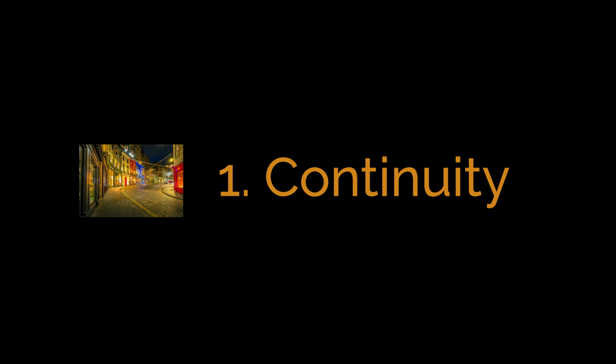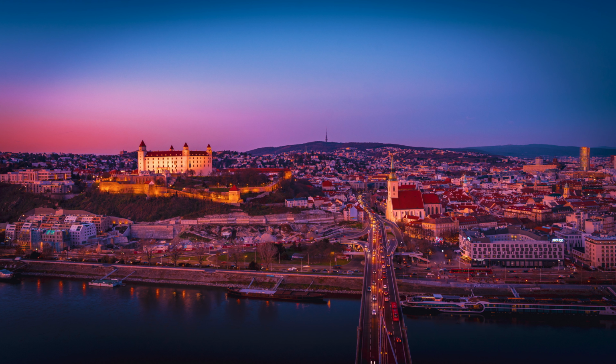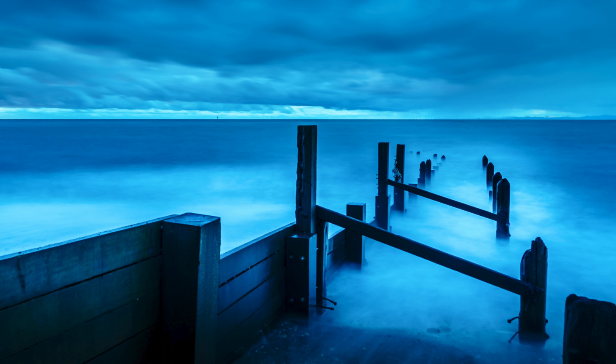Continuity. Our eyes love to follow lines. They act like visual highways guiding us through an image. Think roads, rivers, railings, even different areas of light and shade. They're all tools you can use to lead your viewer's eye exactly where you want it to go. Naturally, your eyes will be drawn to the brightest part of the image. So you want to set up those lines to lead the viewer towards it.